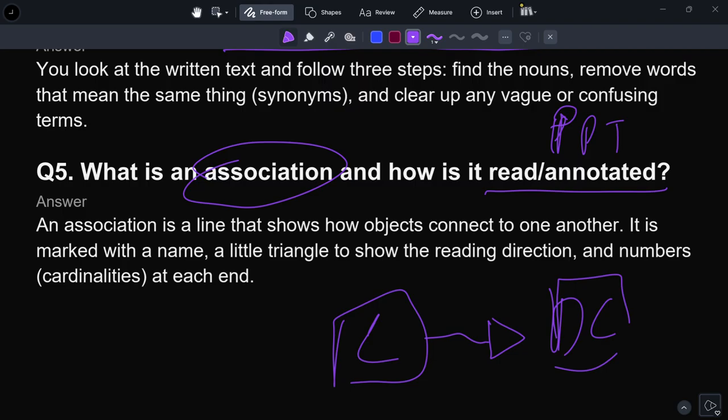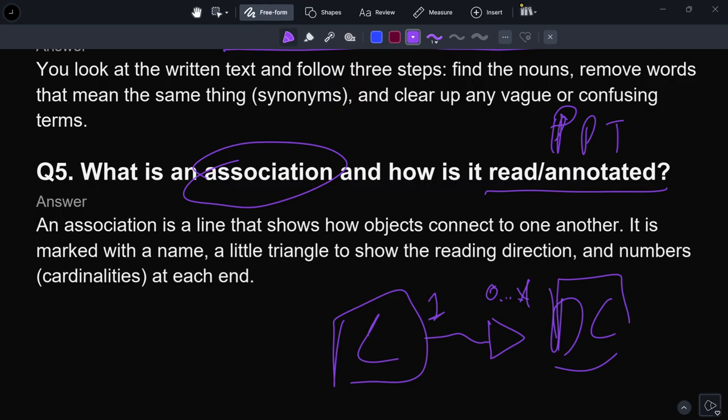Left cardinality at customer: 1. A physical debit card belongs to exactly one customer. Then the right cardinality at the card: 0 to many, just like that. That means a customer can hold 0 cards, a new account, or many cards, multiple checking cards.